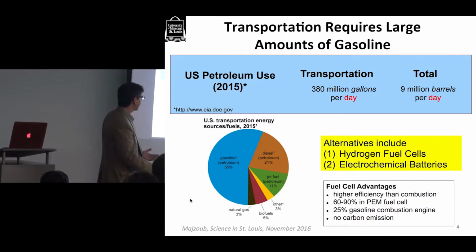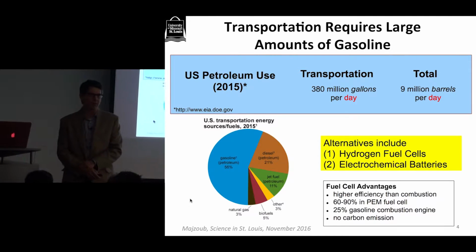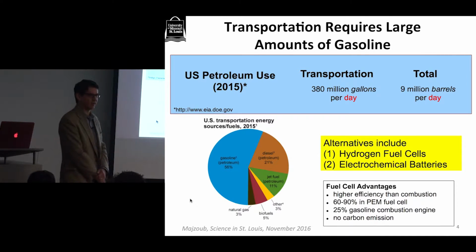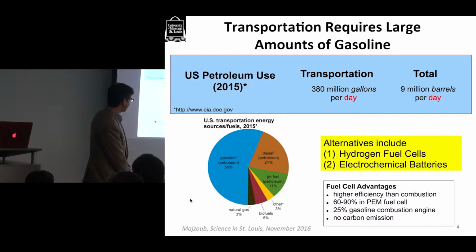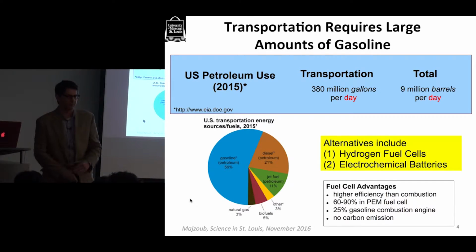We do have two alternatives, and those alternatives include things like hydrogen fuel cells, which I'll talk mostly about tonight, and also electrochemical batteries. And batteries now are pretty well into the commercial market space. The Prius and other electric vehicles or electric hybrid vehicles are now around and pretty prevalent. When it comes to hydrogen fuel cells, there are some specific advantages that would tend to make us want to go in that direction.